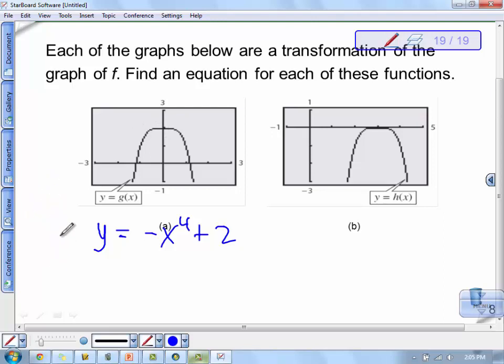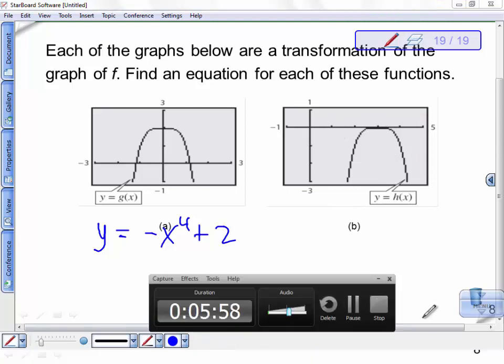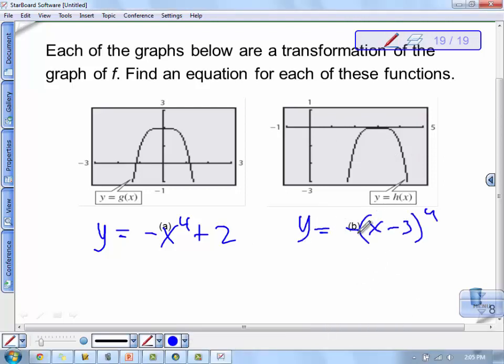All right, let's try the next one then. What would the equation be for this one? Awesome. Yeah, it'd be y equals negative quantity x minus 3 to the 4th power. The minus 3 on the x moves it 3 units to the right, and this negative sign is reflecting it over the x-axis. That would be the equation for this translation if the parent function was y equals x to the 4th.